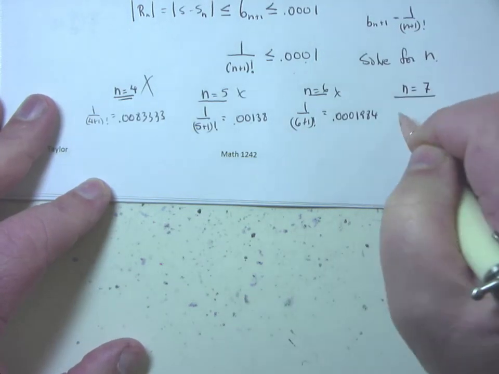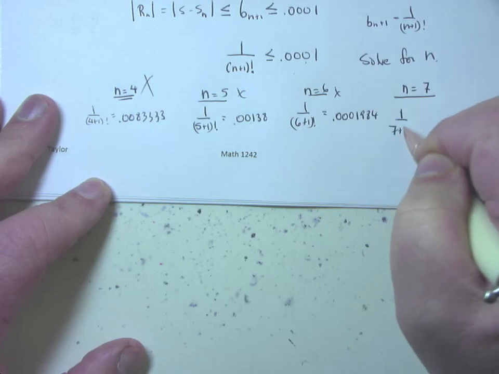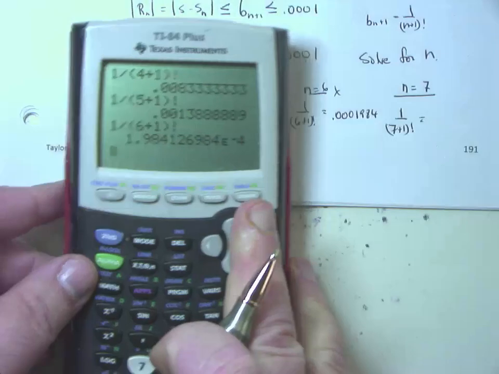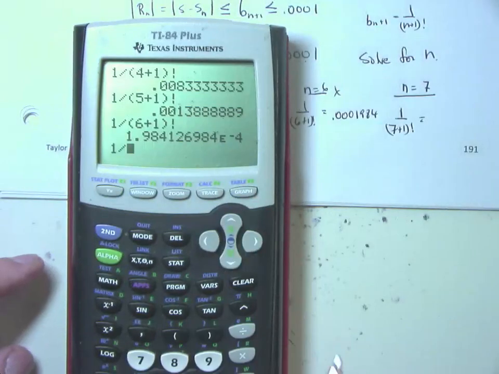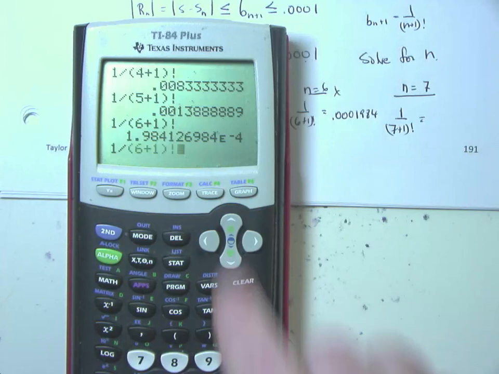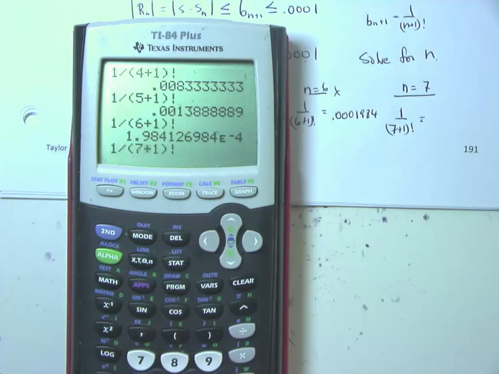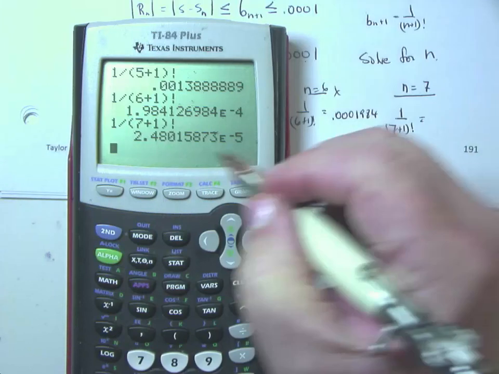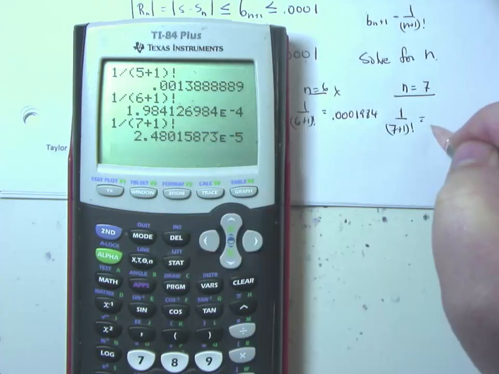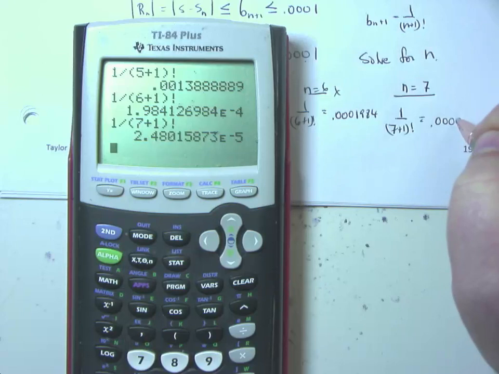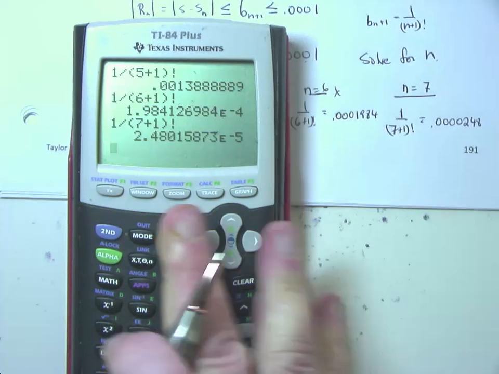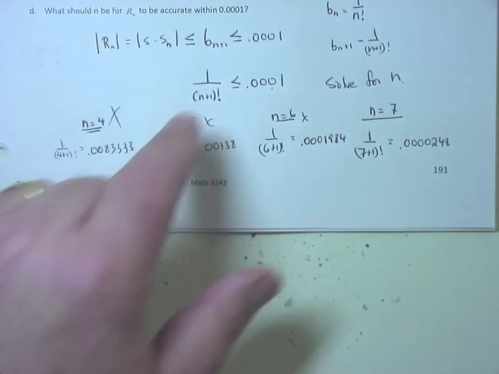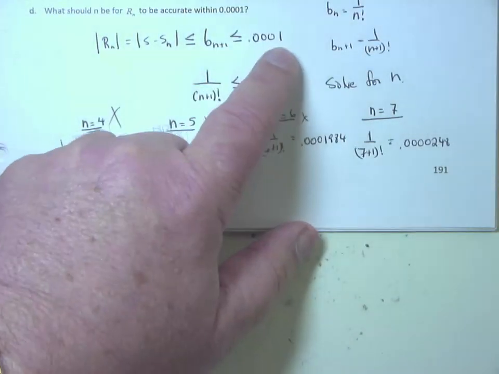So let's try n equals 7. This will be 1 over 7 plus 1 factorial, which would be 1 divided by 7 plus 1, which is 8 factorial, but I'm just going to type in 1 over 7 plus 1 factorial. And I get 2.48 e negative 5. So move my decimal place 5 places to the left. That'll be 0.0000248. Is 0.0000248 less than or equal to 0.0001?